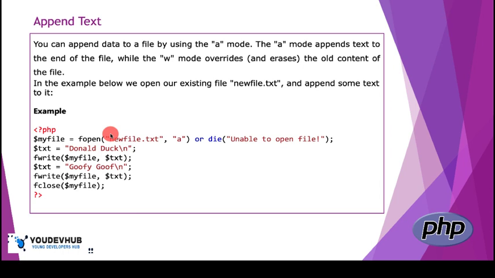Now, there's another one we're talking about, which is how to append text. While the W function for the file writes into a file, the A function appends. That is to say, whatever you have before does not get affected, it only adds new. So let's just go ahead and try it out.